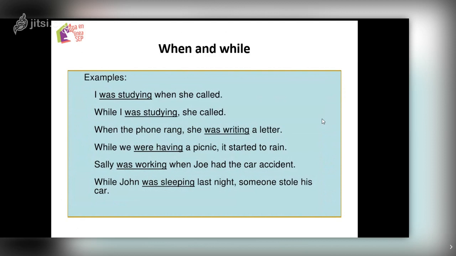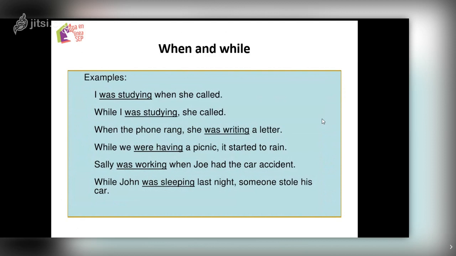Do you understand me? In this case, you can just connect two sentences with the use of past continuous, okay? The purpose of this activity is that you can mix past simple form and past continuous, okay? So I brought you some examples for you. I was studying when she called. Can you see the difference? The first one is past continuous and the second one is simple past. While I was studying, she called.